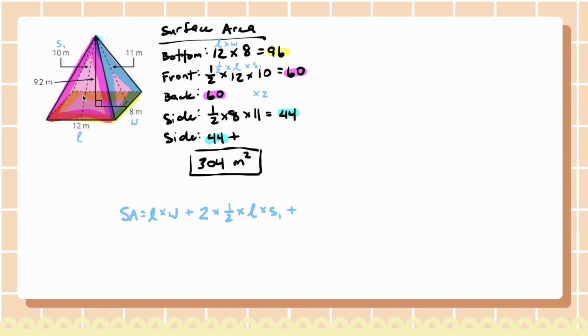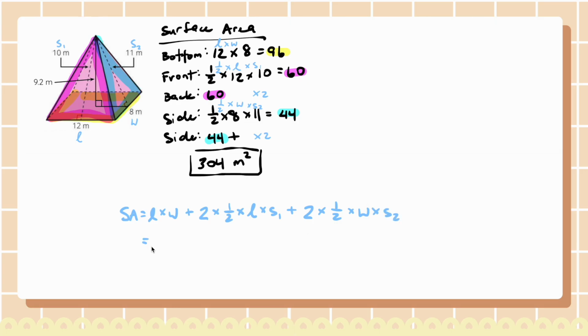Now for this, what did we do? Well, we took the width, and this time we multiplied it by the height of this triangle, another slant height. So we're going to call this S2. So we did 1/2 times width times S2. And again, we did this 2 times. So to add on, we're going to do 2 times what we did here. 1/2 times width times S2.